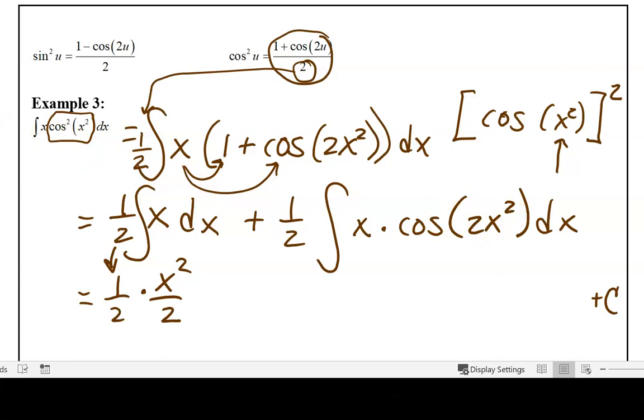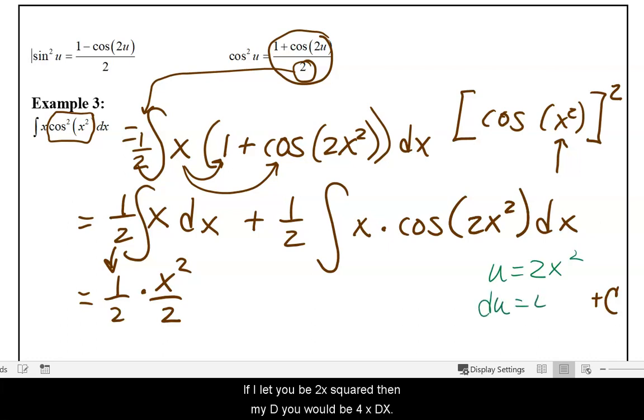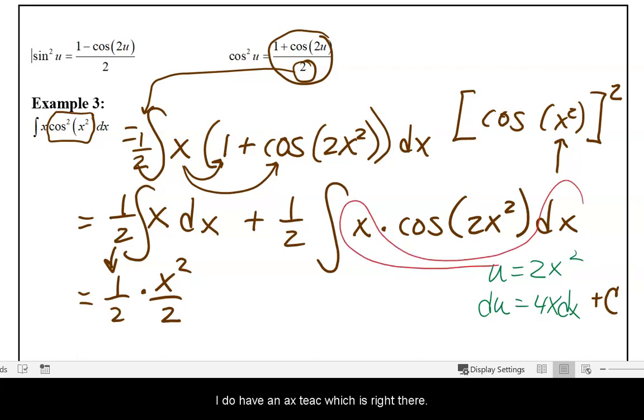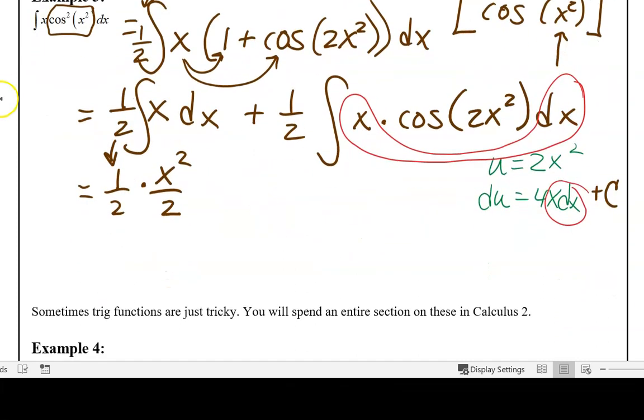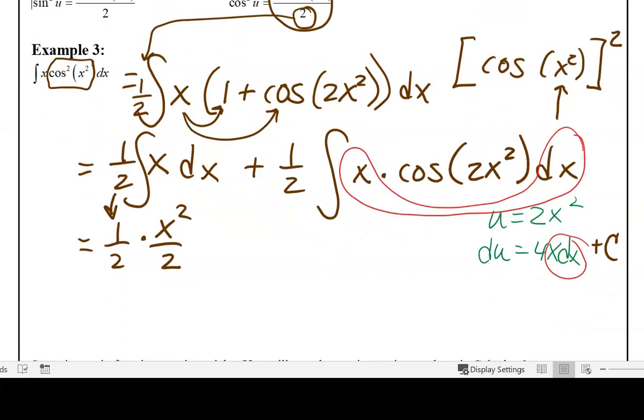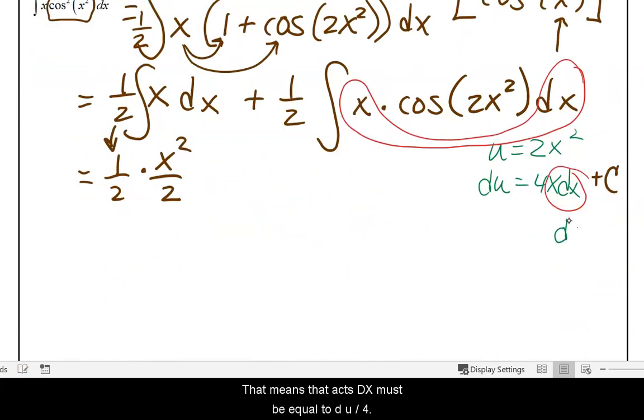Let's give it a shot. If I let u be 2x squared, then my du would be 4x dx. I don't have a 4. I do have an x dx, which is right there. That lets me solve for what is present, which is x dx. That means that x dx must be equal to du divided by 4.